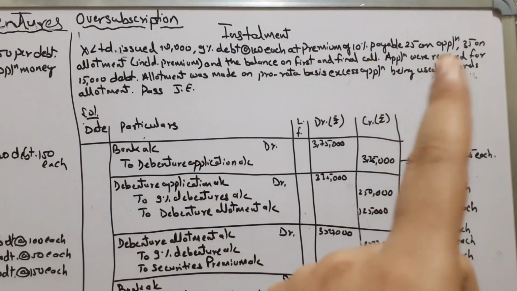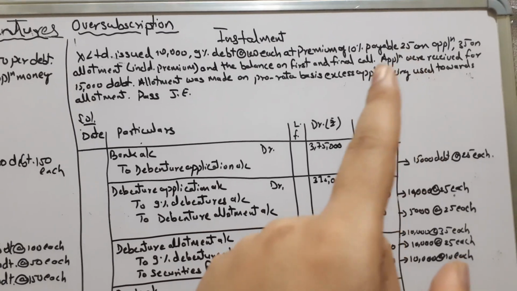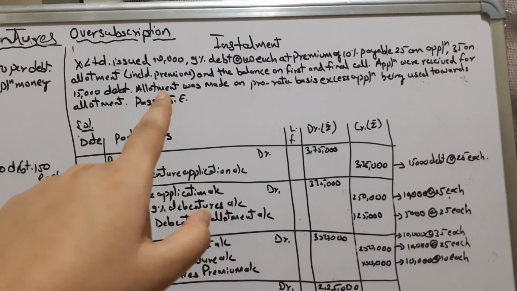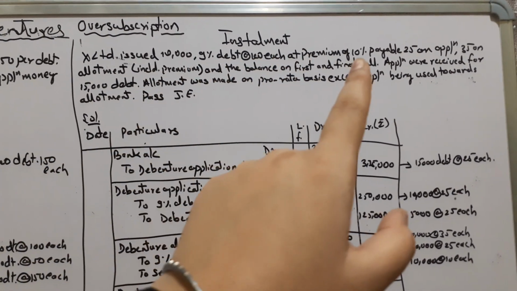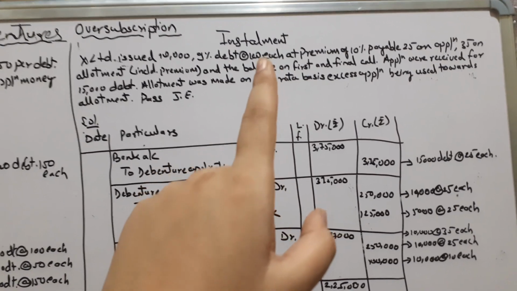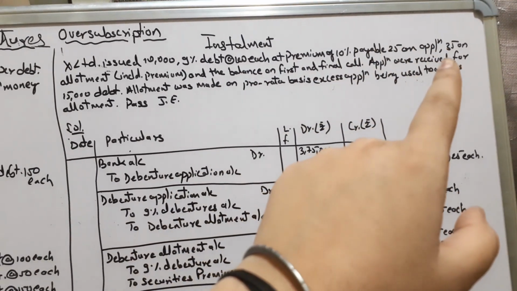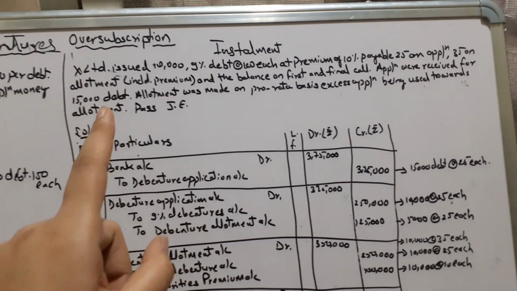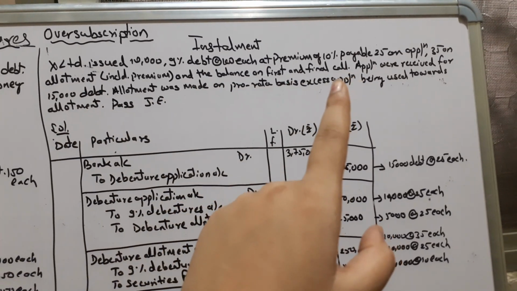Now on application, they have to pay 25 rupees, 35 on allotment including premium. So including premium, our premium amount was 10 rupees. Remember, 10% of 100 rupees is 10. So if you deduct 10 rupees from 35, you will get the actual amount of allotment, which is 25, and the balance on first and final call.